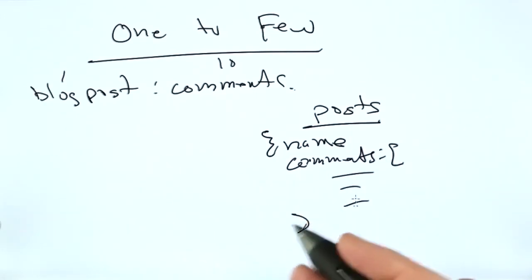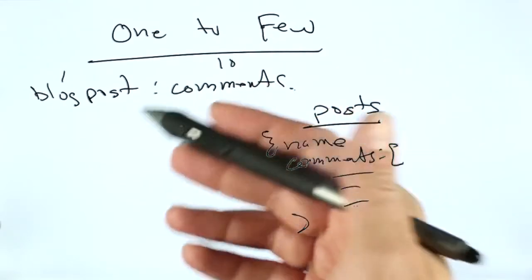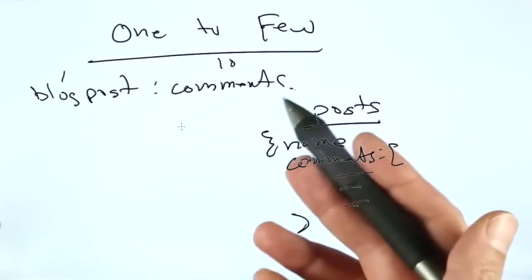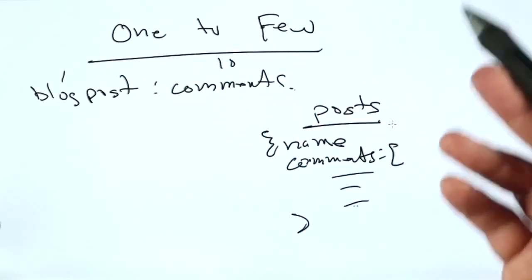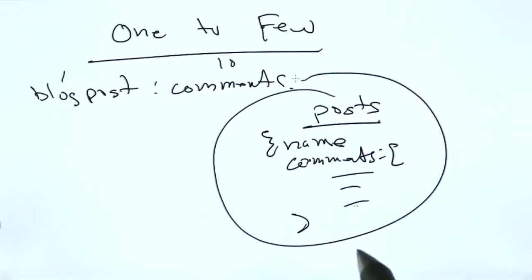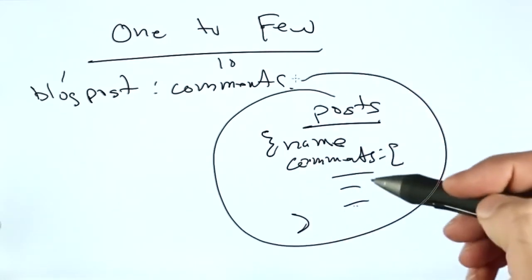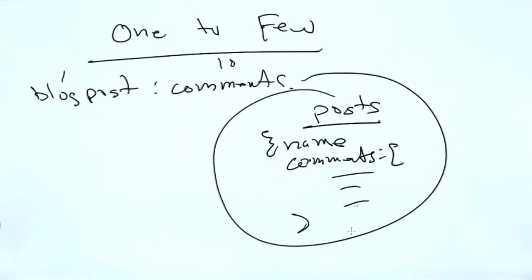Those are the two different ways to handle the one-to-many relationship, depending on whether it's one-to-few or one-to-many. If it's truly one-to-many, then two collections works best with linking. And if it's just one-to-few, then you could probably get away with a single collection, like we did in the blogging example, where you just embed the items within it.